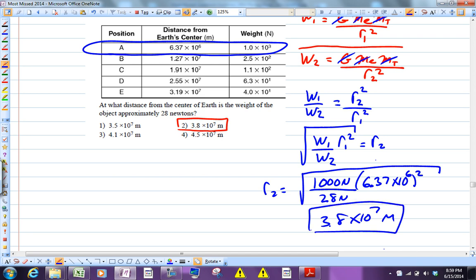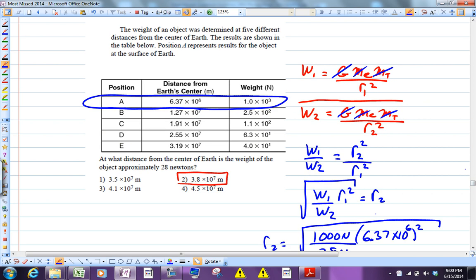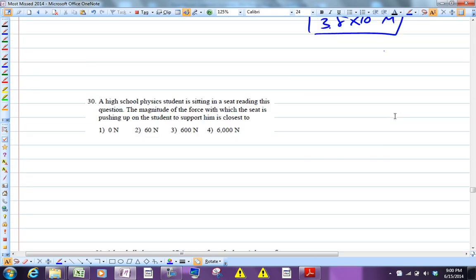Now, I know that was very algebraic. It's a little tough to think about it that way for regions, but you can do it. The alternative is to use just G m1 m2 over r squared and solve for the mass of the thing, and then plug in the mass of the thing into this equation and solve for the distance. So that's the other way you can do that. I know it's a challenging question. The answer to 30 is 3.